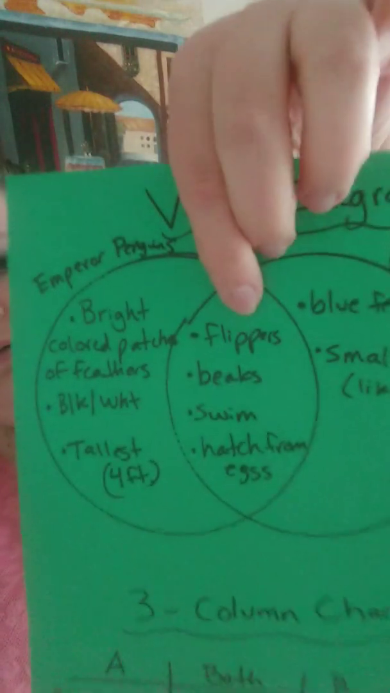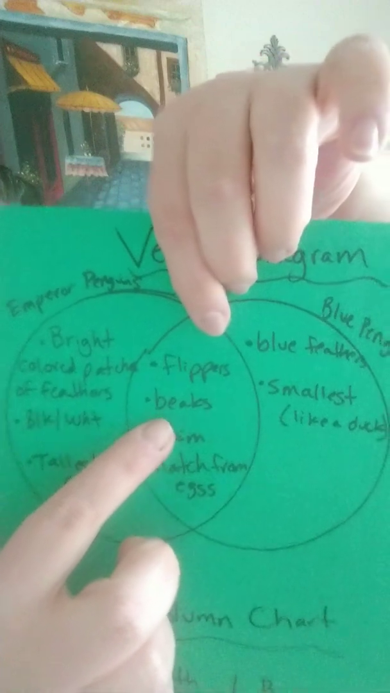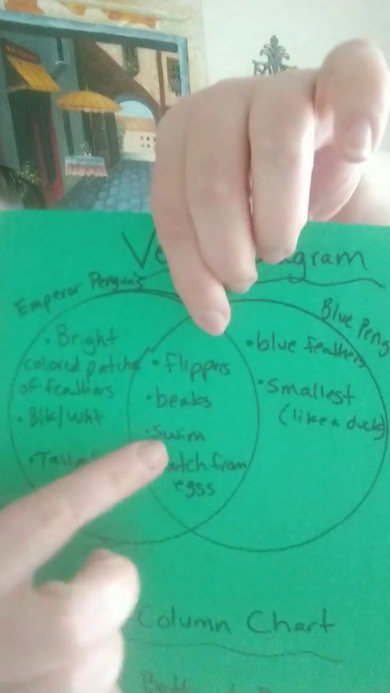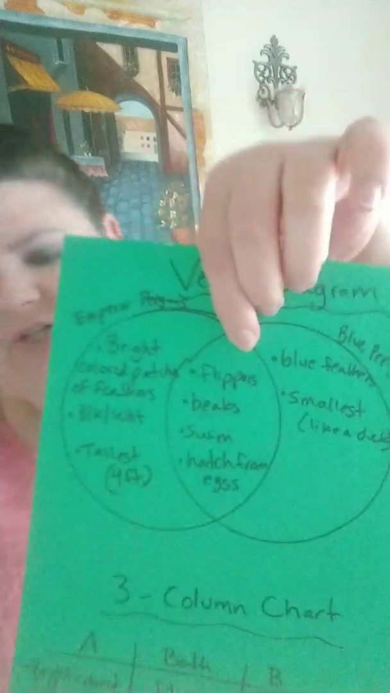Well, we know that both penguins have what? Flippers, okay? So one thing I wrote, they both have flippers. And we know that both penguins also have beaks. And we know that they both swim, okay? And then we also know that they hatch from eggs.